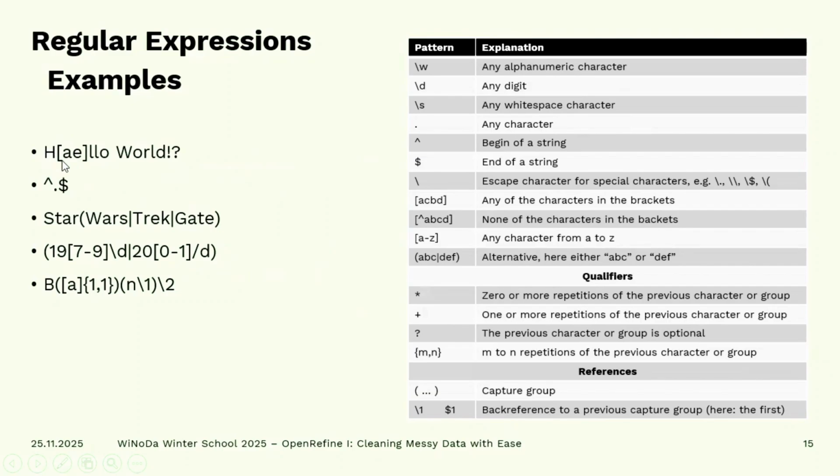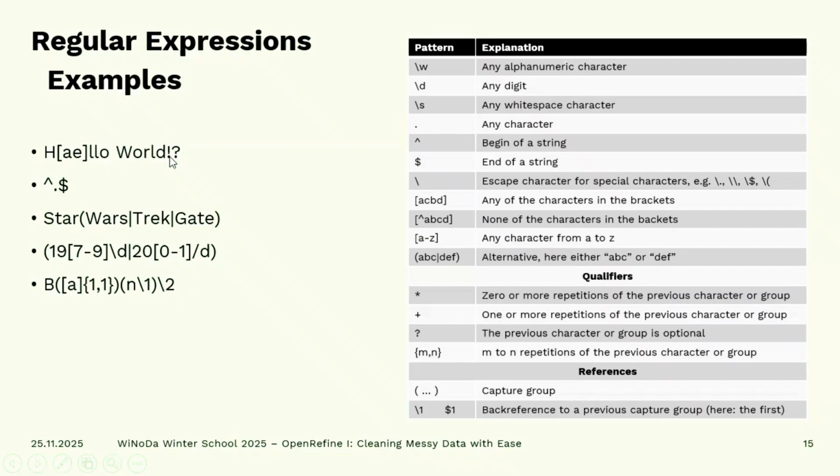In here, it's quite clear that we have one of those bracket groups, so it's an A or an E, so either way how you spell hello. What is a bit easier to miss is the question mark at the end, because here we have an exclamation mark. Exclamation mark is just a regular exclamation mark. There's no special functionality. The question mark makes this optional, saying either it's there or not. So you match hello world with an exclamation mark or without it.